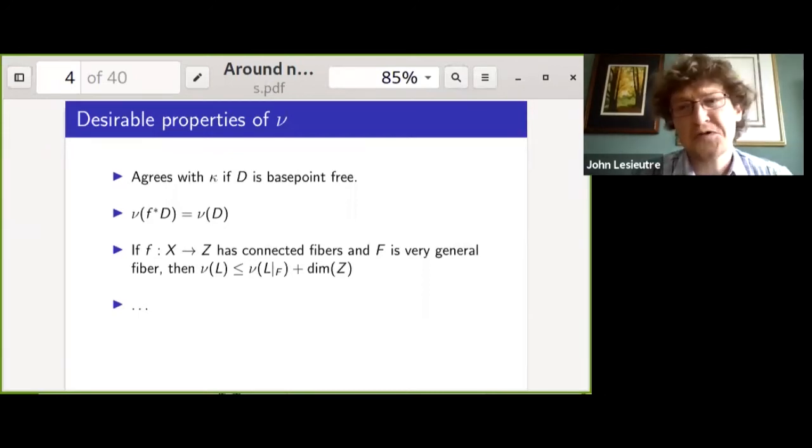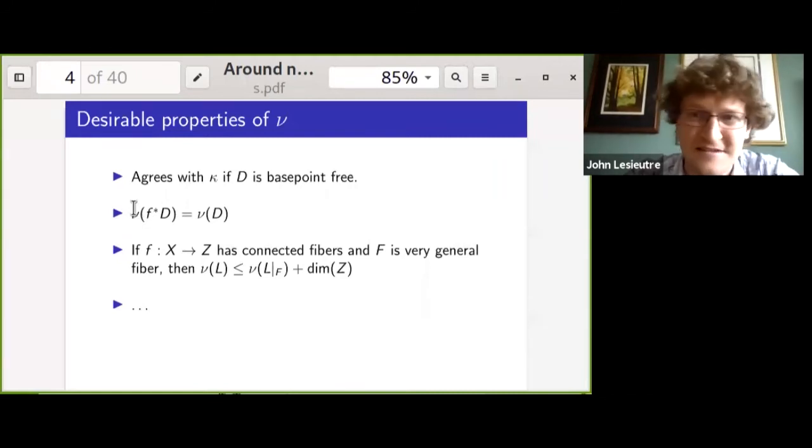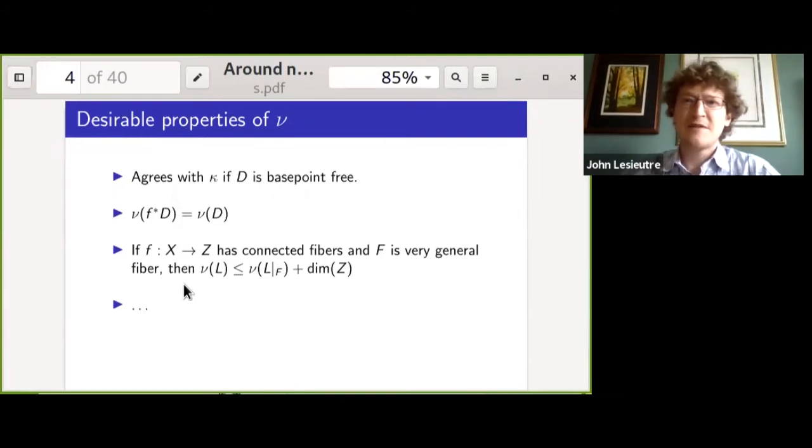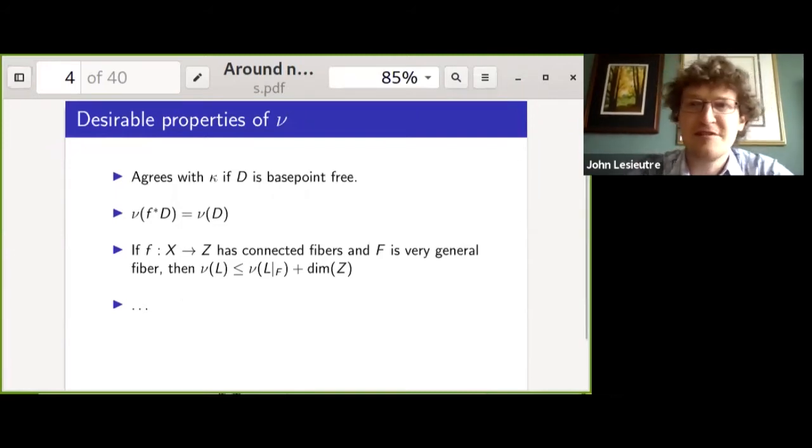Again, we're just making a list of properties we'd like it to have. You could ask for general, but I guess it's probably not going to work if that's what you do. Yeah, thanks for that example. I think that's right. Okay, so you might worry. I guess I didn't list the most desirable property of all, which is that we want it to be a numerical invariant.